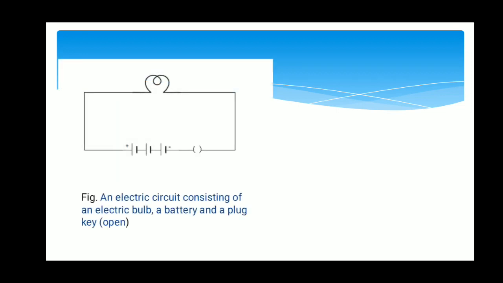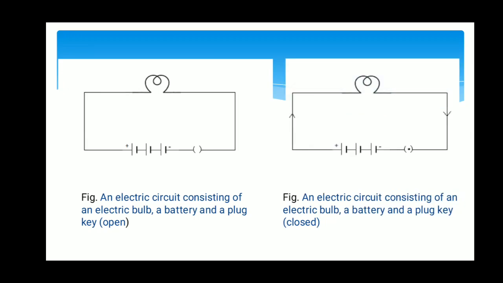Let us see another circuit. This circuit consists of an electric bulb, a battery and a plug key. Here we can see when the key is open, no current flows, and when the key is closed, current flows in the circuit. So, for the current to flow, the key should be closed in the circuit.